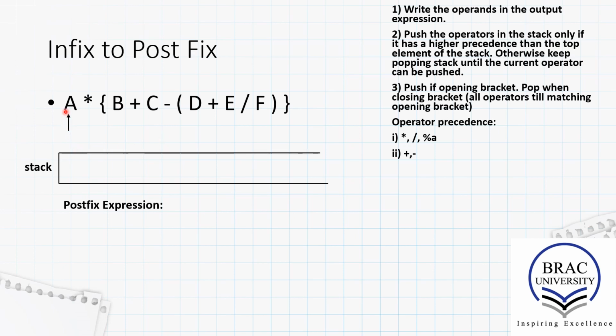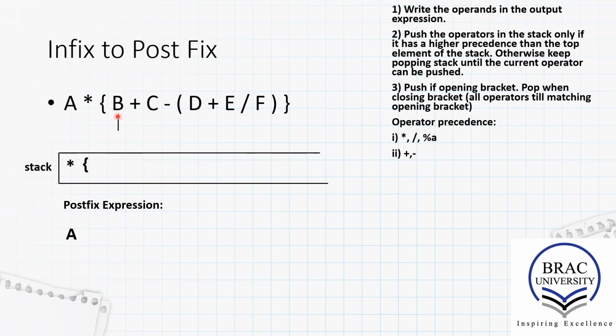Okay, so in the beginning I get A, which is an operand, so it will come to the expression. Next I have the multiplication operator. I will push it inside the stack. Since there is nothing in my stack, I don't have to compare this operator with anyone, so it will just be pushed inside the stack. Next, I have the opening bracket, and whenever I have an opening bracket, I will push it inside the stack.